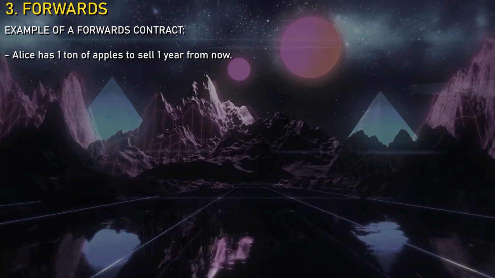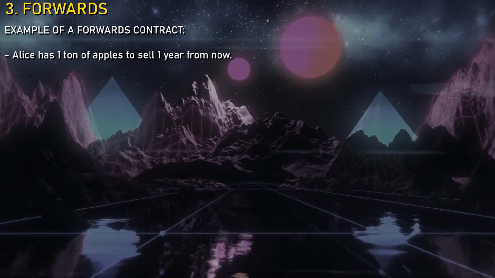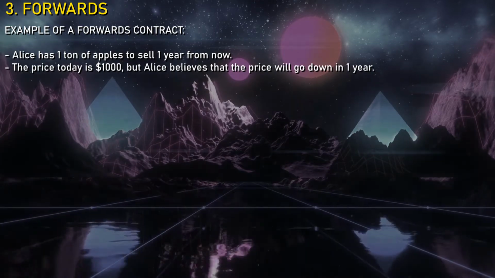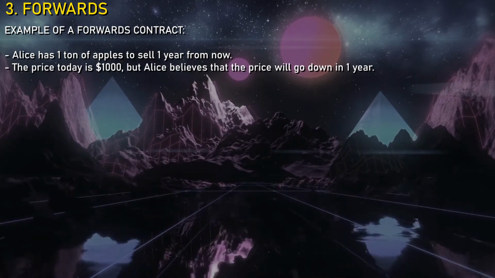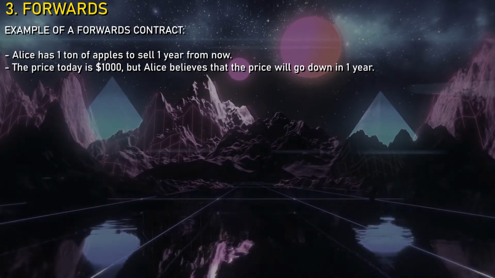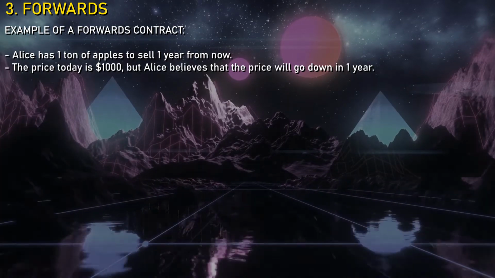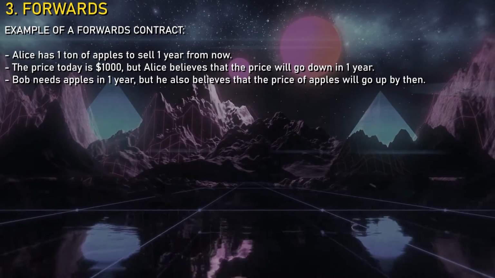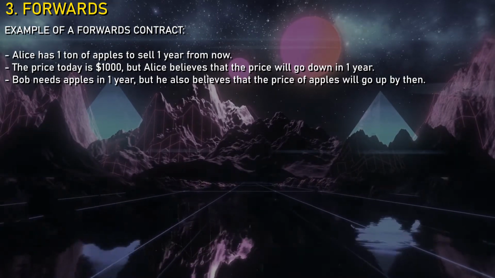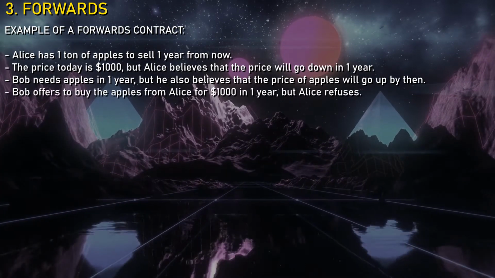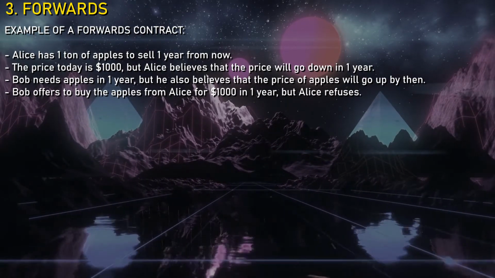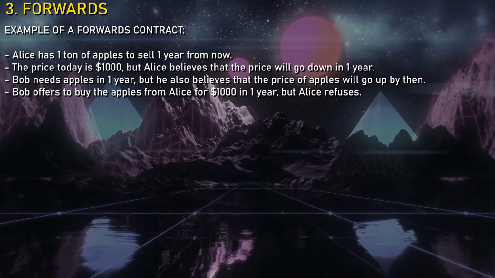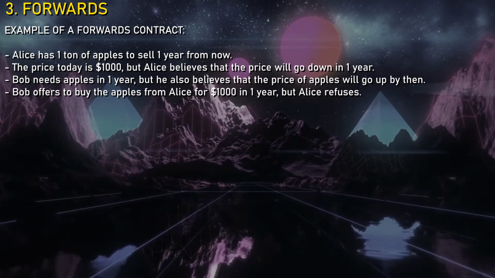Alice has 1 ton of apples to sell 1 year from now. The price for 1 ton of apples today is $1,000, but Alice believes that the price will go down in 1 year. Bob needs apples in 1 year, but he also believes that the price of apples will go up by then. Bob offers to buy the apples from Alice for $1,000 in 1 year, but Alice refuses because she could simply sell them now and get that amount.